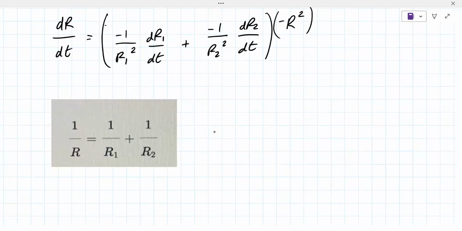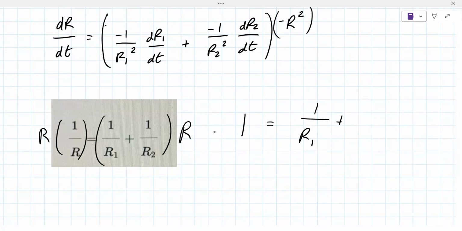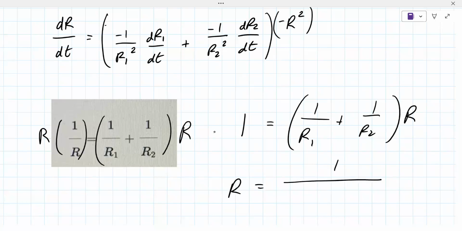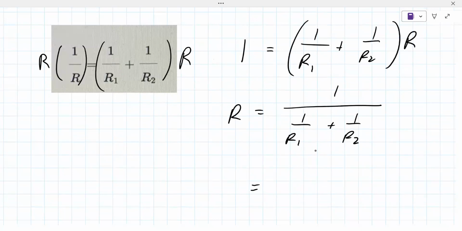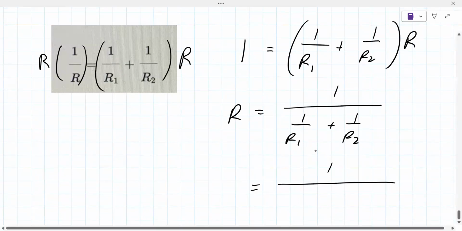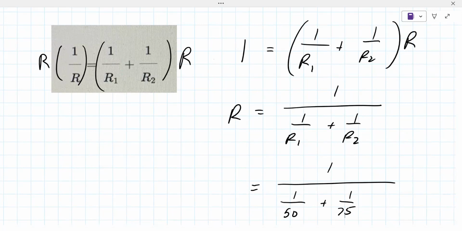To solve this equation, you multiply everything by R. So you have 1 equals 1 over R1 plus 1 over R2, times R. Then you divide everything by that, so you get R equals 1 over (1 over R1 plus 1 over R2). You probably did this in your physics class, second semester, after mechanics, when they give you E&M. So 1 over 50 plus 1 over 75. If you've got a calculator, would you mind jumping in for the calculation, please? It's 30.